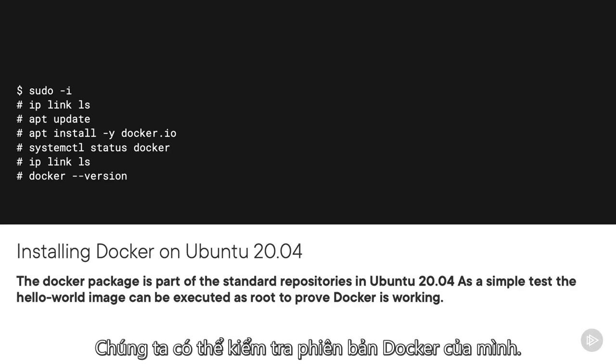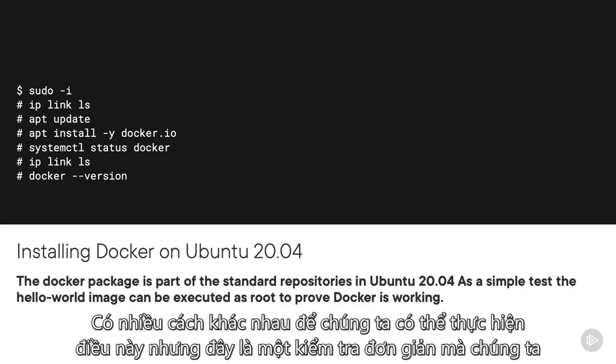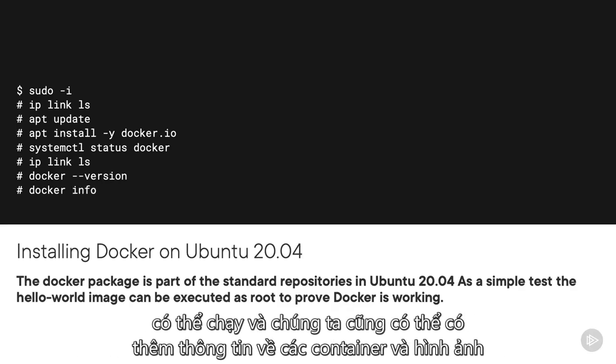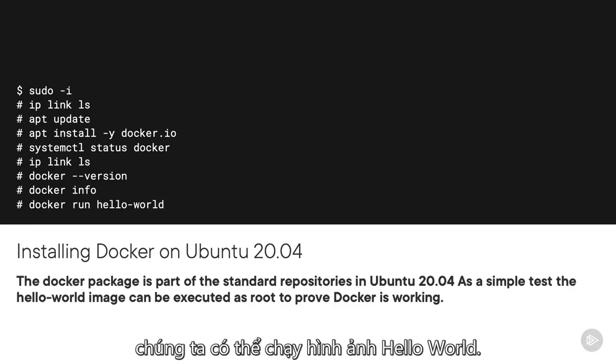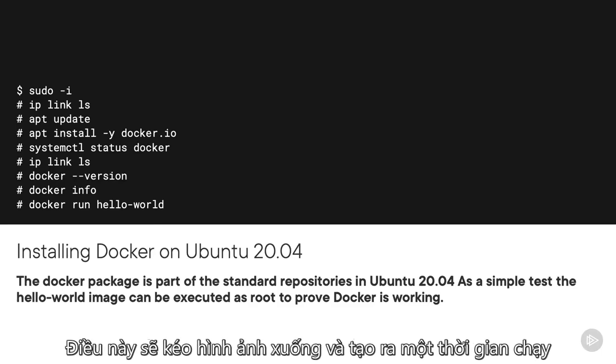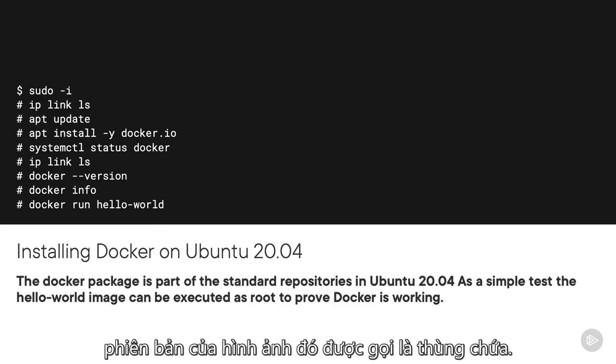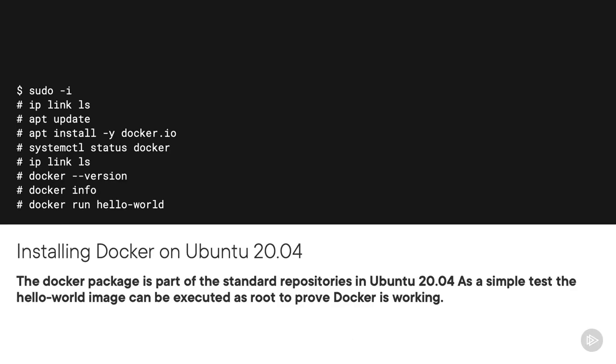We can go and check our Docker version. There are different ways that we can do this, but this is a simple check that we can run. And we can also get more information about the containers and the images that we have using docker info. As a simple test, we can go and run the Hello World image. This will pull the image down and create a runtime version of that image known as a container.